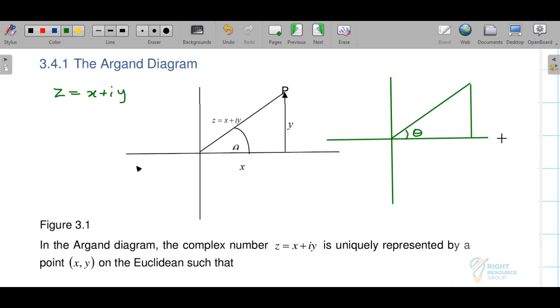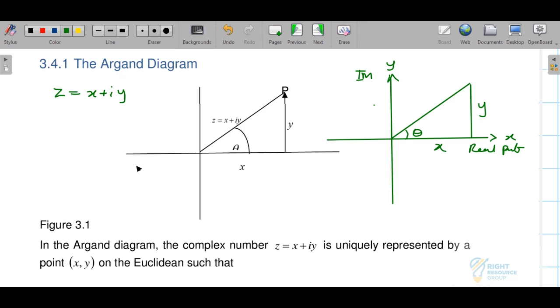Now this is called the real line or real part, and this is the imaginary. So the value of the imaginary is going to be here, which is Y, the Y axis, and this is the X axis. For the X, this is going to be your value of X, and for the Y, this is going to be your value of Y. So this is how to represent a complex number on the Argand diagram. The X axis is the real part, the Y axis is the imaginary part.